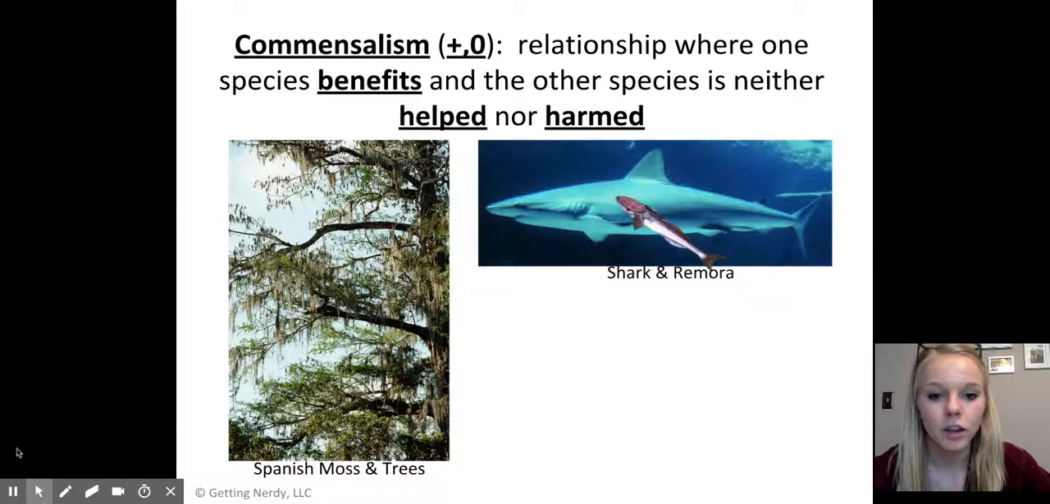We also have the shark and remora fish. The shark is going to provide nutrients for the remora fish, as the remora fish is able to suction cup itself to the shark and feed on its leftovers. It also gets a form of transportation from the shark. The shark is not bothered by the remora fish at all. It's pretty interesting.